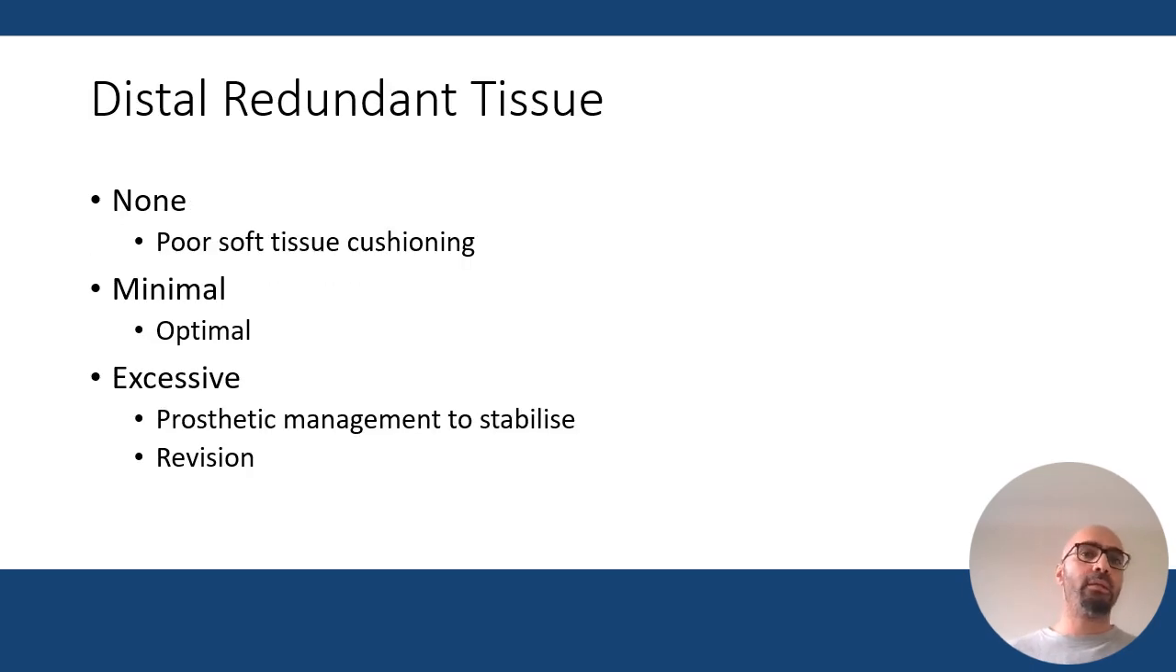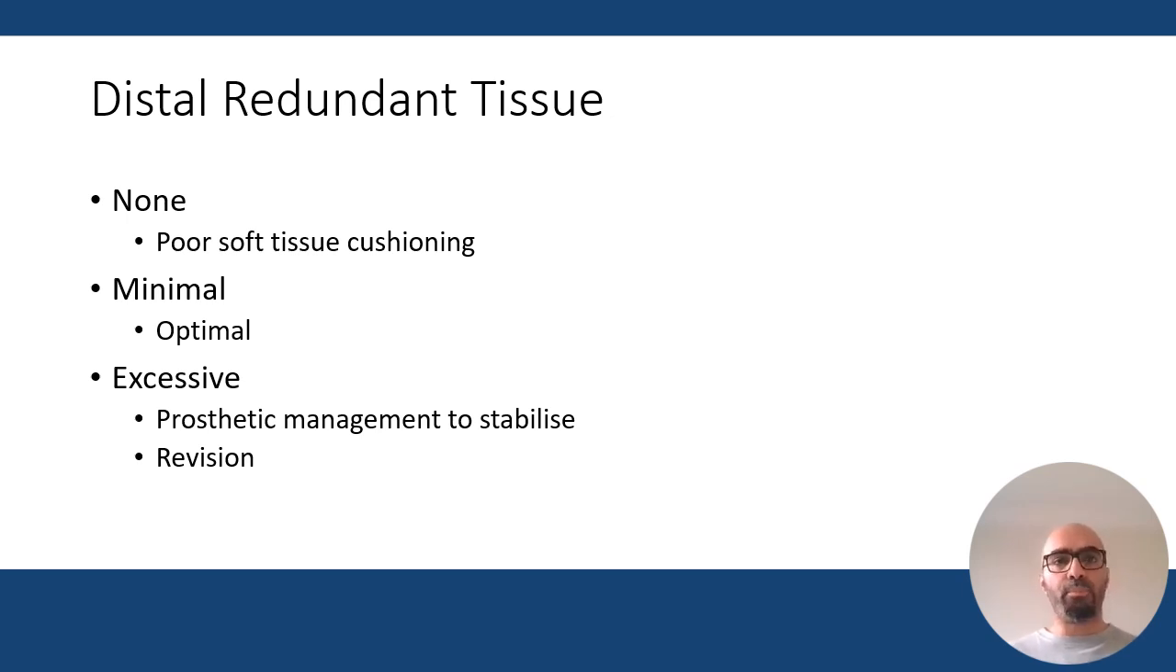We look at the distal redundant tissue, how much tissue is redundant in the limb itself. And the condition of any distal redundant tissue is important. Some soft tissue to provide cushioning without being excessive is ideal. So you need some redundancy, but not that much. And we need to define it.